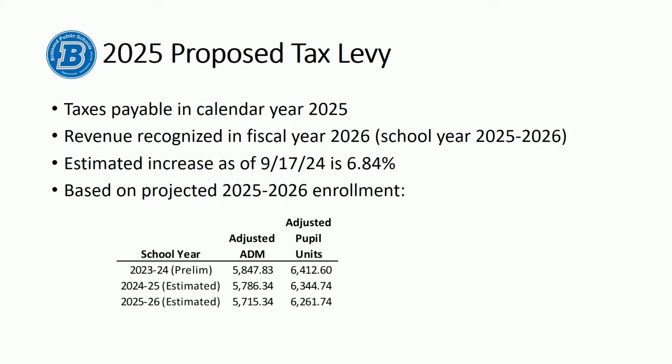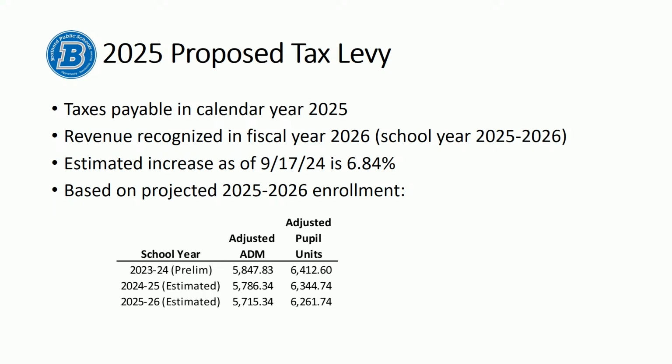Many of the levy limits are based on enrollment, so I put a little snapshot of what the preliminary enrollment is for 23-24, and then also the estimated amounts for 24-25 and 25-26. That's based on the enrollment model that we use from Ehlers. Just an FYI there.